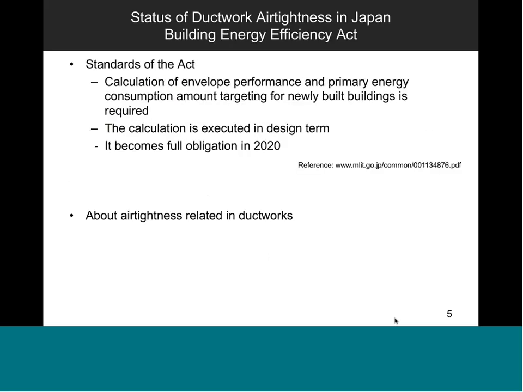I'd like to move to another act, the Building Energy Efficiency Act. You can understand it is similar to EPBD. So we have a standard in the act, of course, and the standard requires calculation of envelope performance, such as U value, and primary energy consumption. The target of this act is newly built buildings only. The calculation, especially for primary energy, is executed in the design term. And it becomes full obligation in 2020.